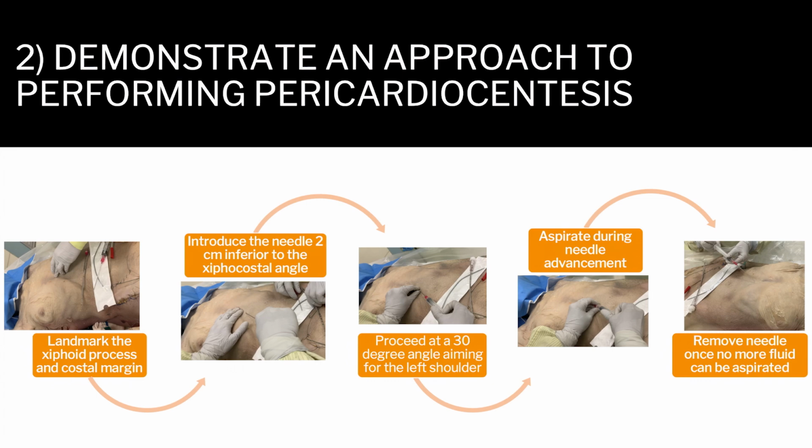The general approach to pericardiocentesis includes: 1, to landmark the xiphoid process and costal margin; 2, to introduce the needle 2 centimeters inferior to the xipho-costal angle; 3, to proceed at 30 degrees; 4, to aspirate during needle advancement; and 5, to remove the needle once no more fluid can be aspirated.